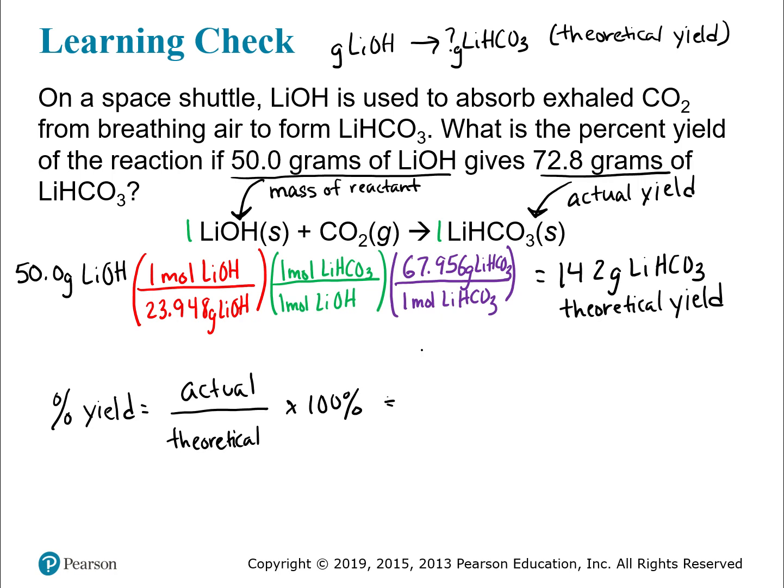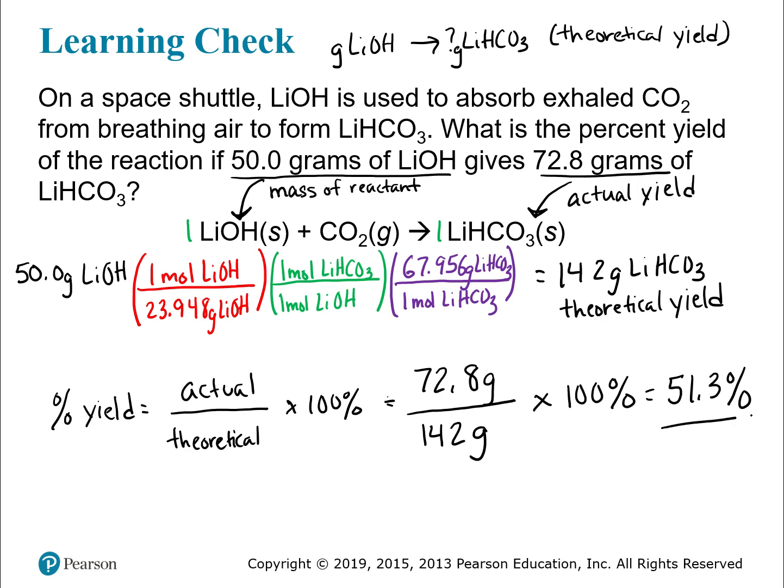To set this up, I was just waiting for a few more answers to see how people are doing. You're going to take the actual yield, which is from the problem, 72.8 grams, and divide by what we just calculated, the theoretical yield, 142 grams. So it should be 51.3%.